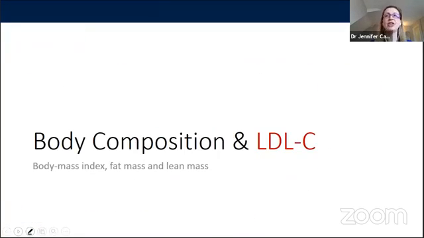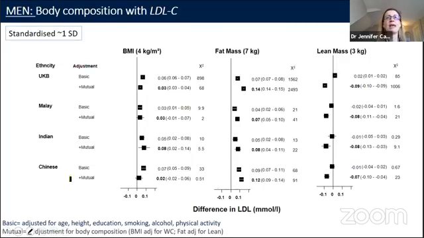Okay, let's go ahead and look at LDL cholesterol. With LDL cholesterol, what we saw with BMI was that we had weak positive associations, and they were generally equivalent across the different ethnicities in the study. When we looked at fat mass, it looked like it had a bit of a stronger association with LDL cholesterol than BMI did, particularly in the UK and the Chinese populations.